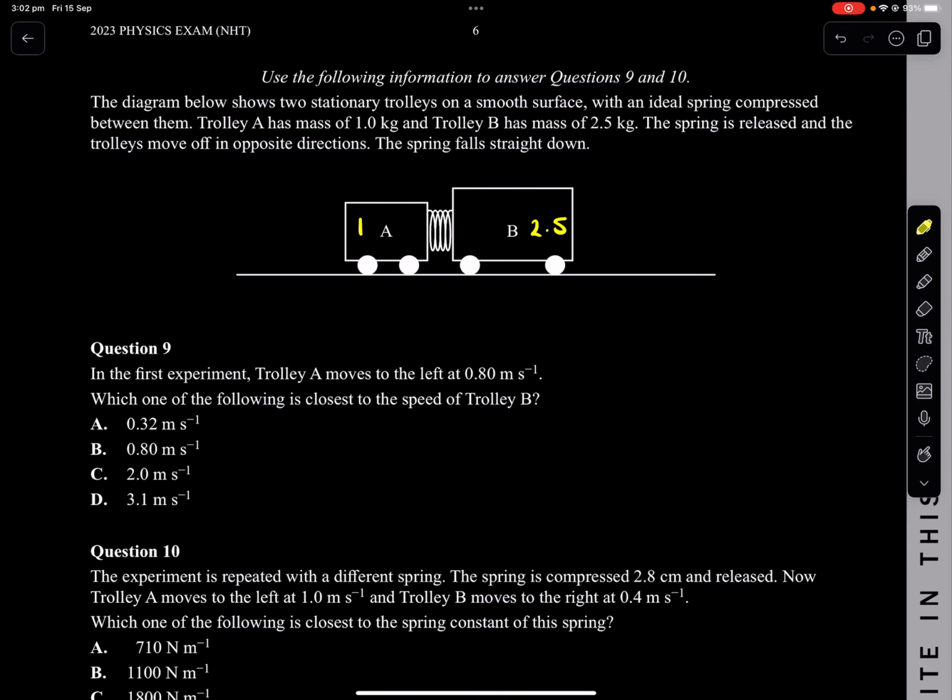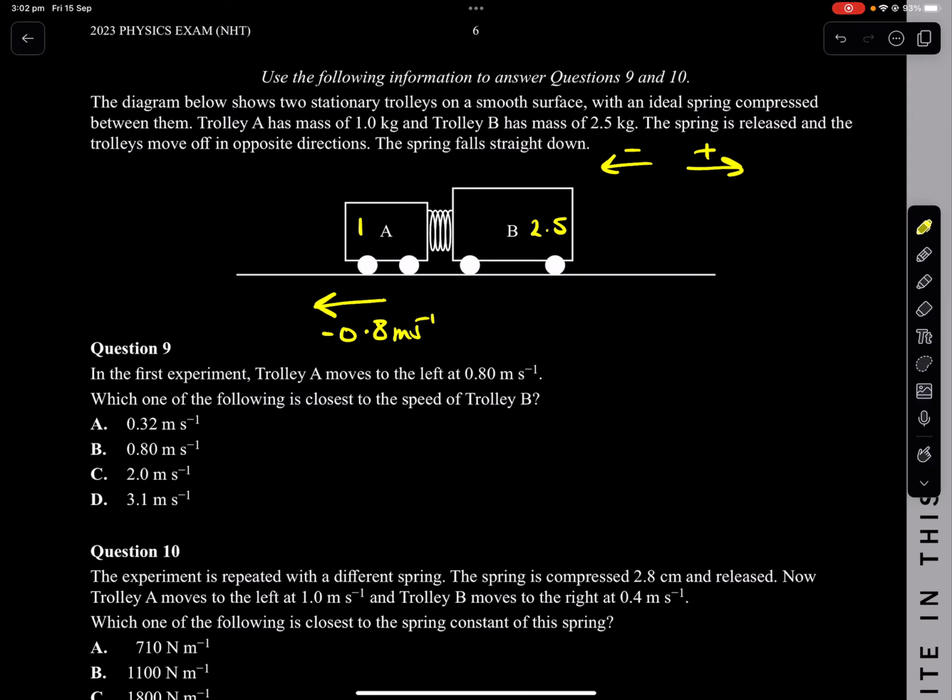In the first experiment, trolley A moves to the left at 0.8. So we'll put negative 0.8 because it's moving in the opposite direction. Let's take right to be positive and left to be negative. So negative 0.8 meters per second. Which of the following is closest to the speed of trolley B?